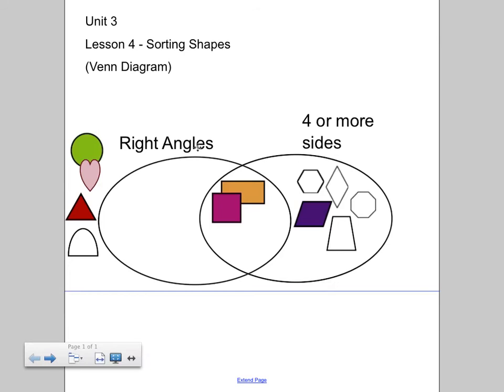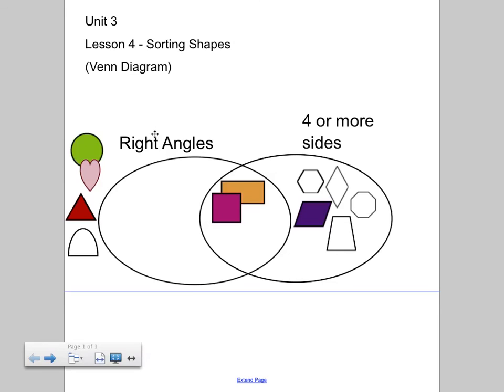Tomorrow in class we're going to look at sorting some shapes. You have a bunch of shapes to sort. These are just 2 ways I can sort them. I don't have to choose these ways. Instead of 4 or more sides, I could have chosen 5 or more sides. Instead of right angles, I could have chosen parallel sides. I'm just looking for different characteristics of how to sort shapes. We'll generate a list of characteristics tomorrow as well.